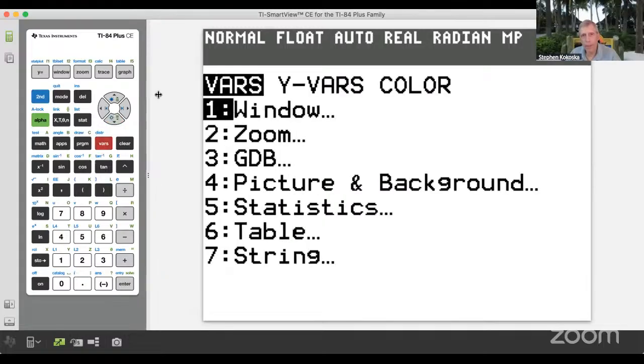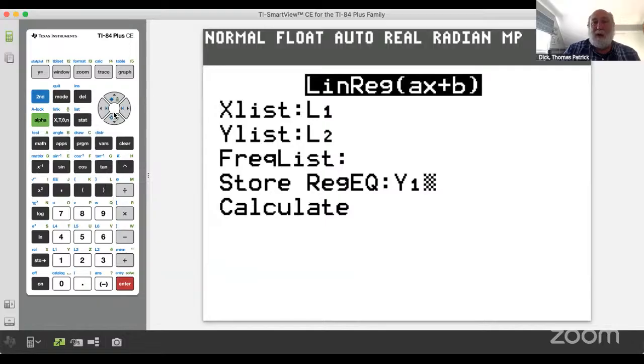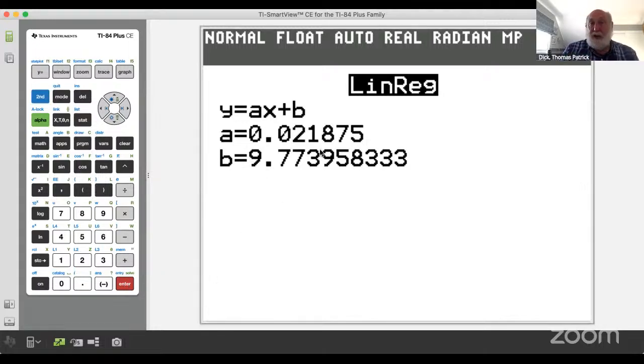Okay, so let me go to the Y variables and pick up Y1 there. And finally, let's calculate and see what happens. Okay, so there's my linear regression. It gives me an A value and a B value.